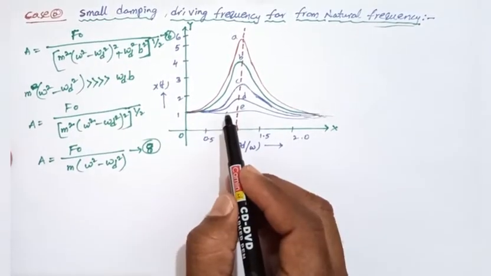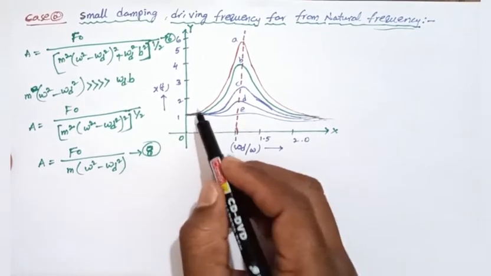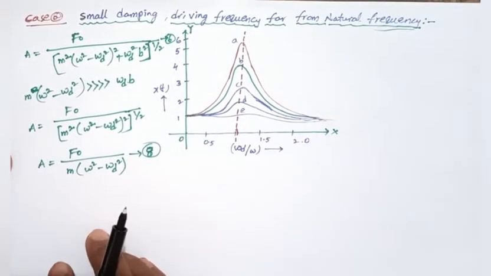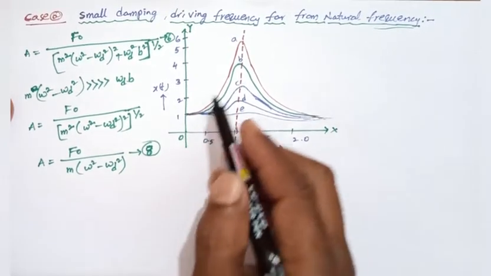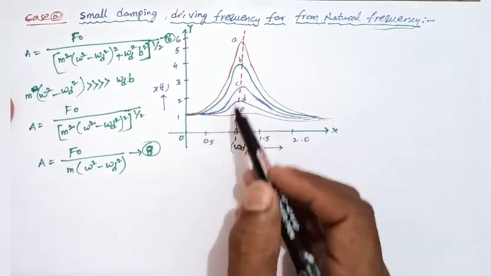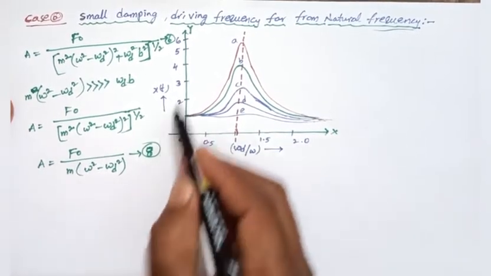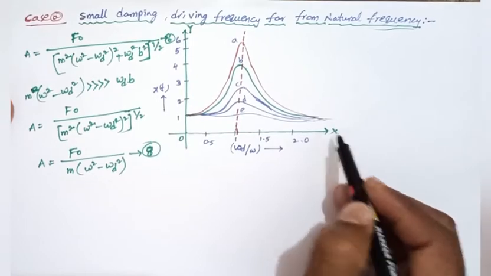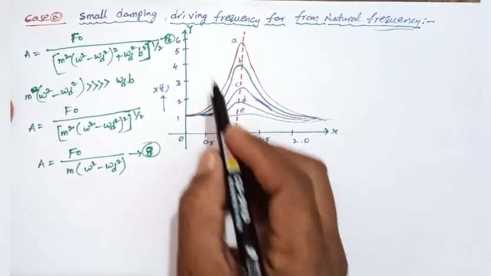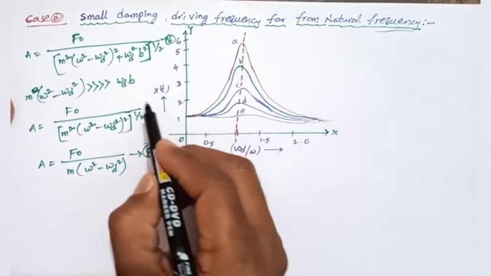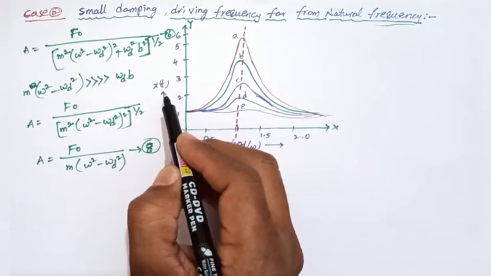So when damping is small, the displacement is very large, which is nothing but the amplitude increases. So we can take the graph in between. On the x-axis we have taken omega d by omega. On the y-axis we have taken the displacement, as a function of time.